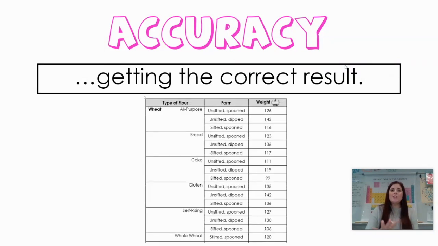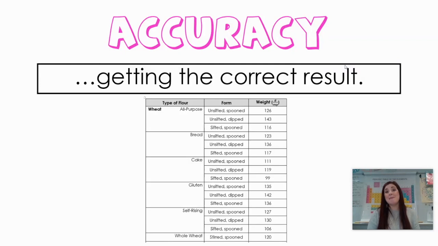So the way you can tell if you're accurate or not by measuring flour is we can't necessarily say that 1 cup of flour is equal to 1 cup of flour because in fact, the best pastry bakers don't measure with measuring cups.